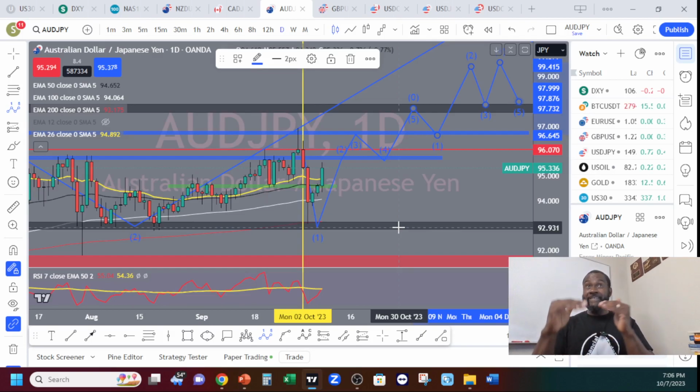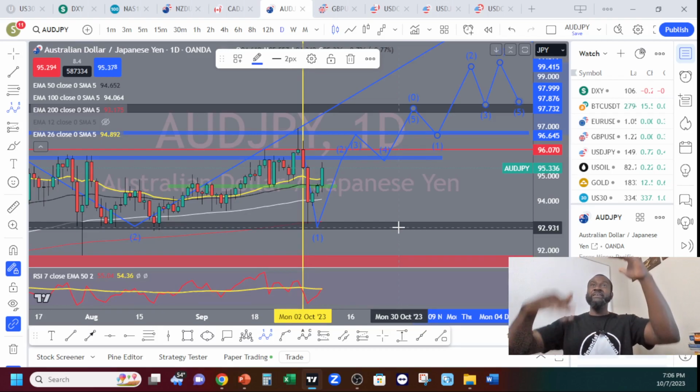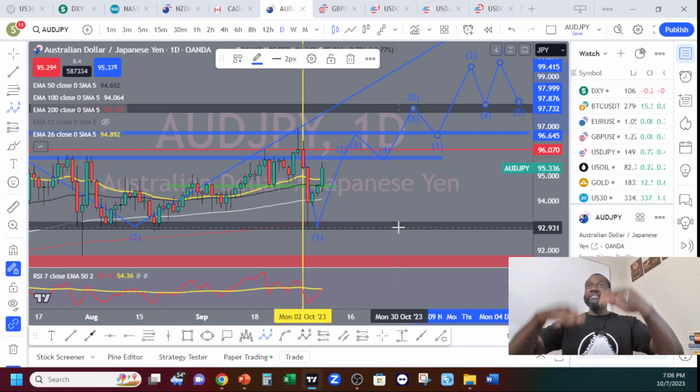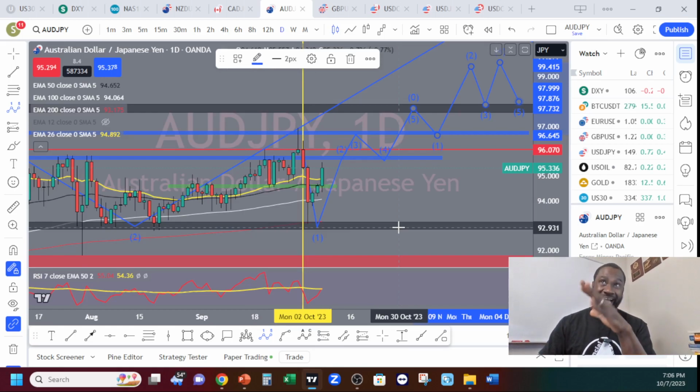When it's in a consolidation, it moves between two support and resistance levels, keeps moving between them, like a bouncing ball. It goes up, you push it down, it goes up, you push it down. This is more like what we call a consolidation, okay?